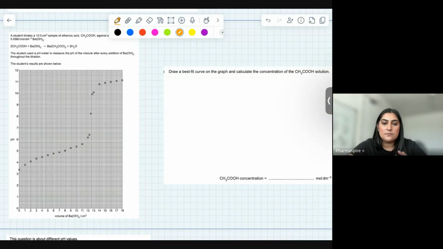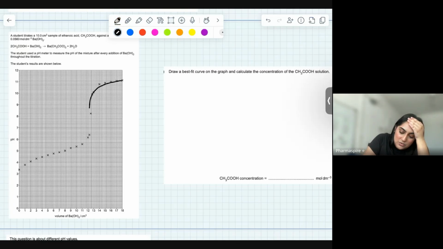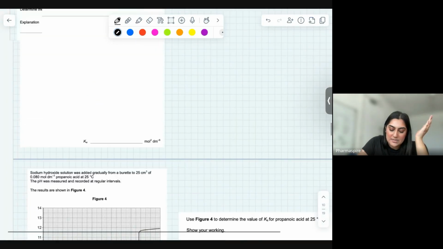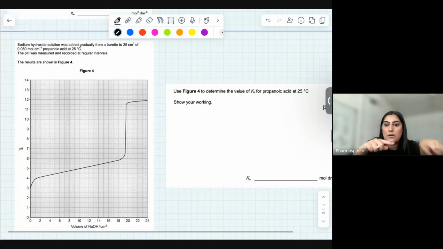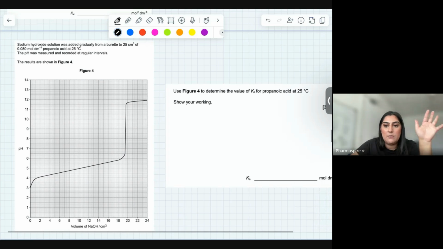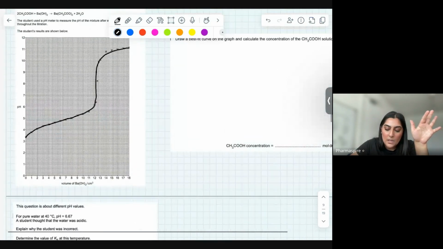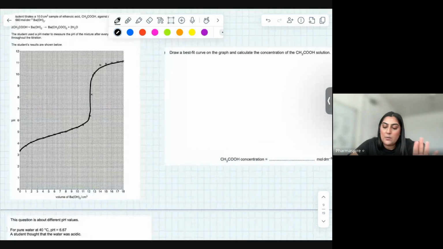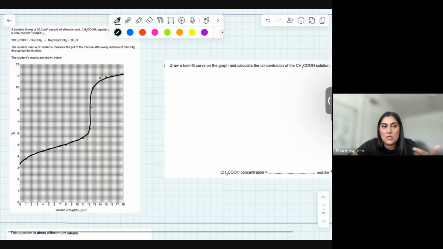Right. So with a neutralization curve, you draw your line of best fit. So just try and draw as best as you can, how you typically see it presented. Do you see how they've done it in the AQA one, how they've drawn through it? That's what you're aiming for. So we've drawn the line of best fit, and then we need to calculate the concentration of CH3COOH. So we've got a pH, and we know the volume of barium hydroxide. They've also given us an equation.